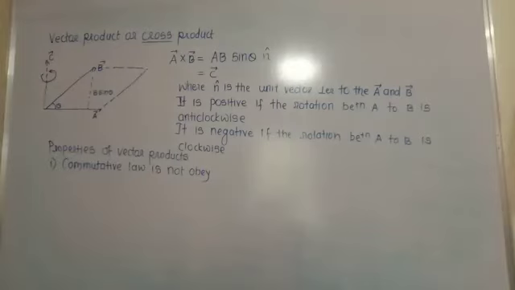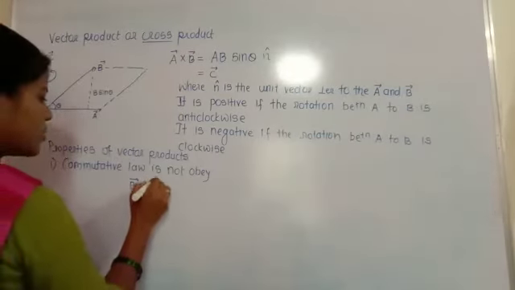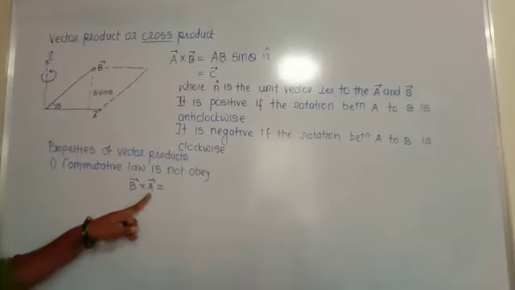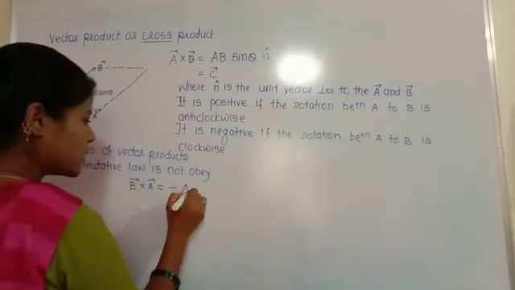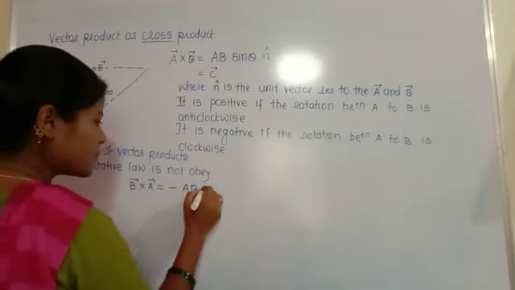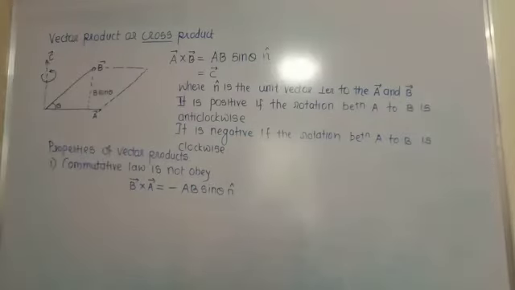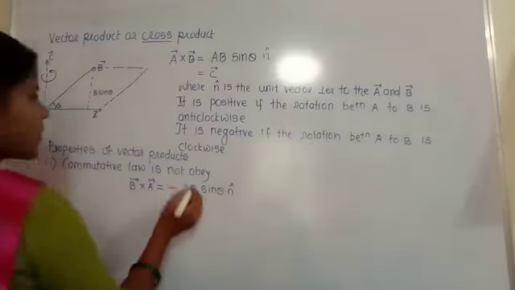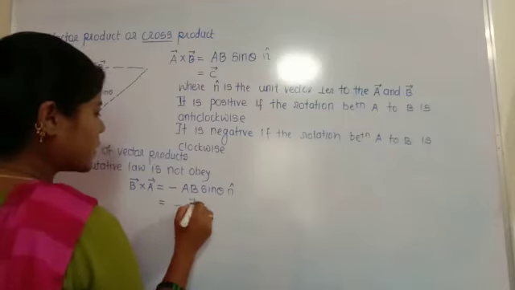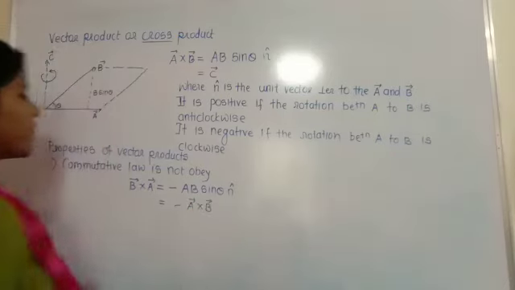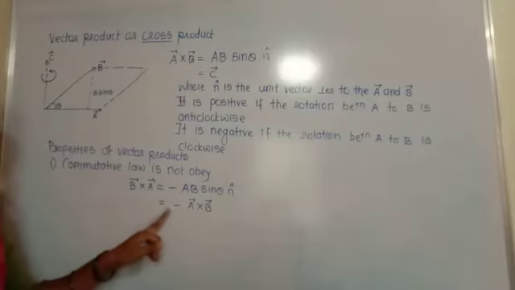So what is the commutative law? If we write vector B cross A, there is a rotation between them, and this is the clockwise rotation, so that's why we take the negative product, that is AB sin theta and vector N. This is nothing but A cross B, so B cross A is equal to minus vector A cross vector B. So that's why the vector product of two vectors does not obey the commutative law. We get the reverse direction.